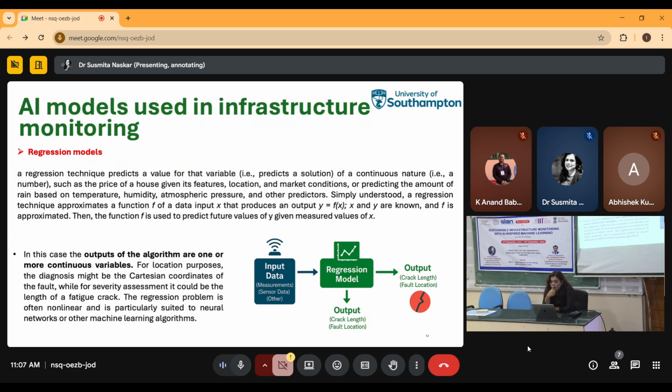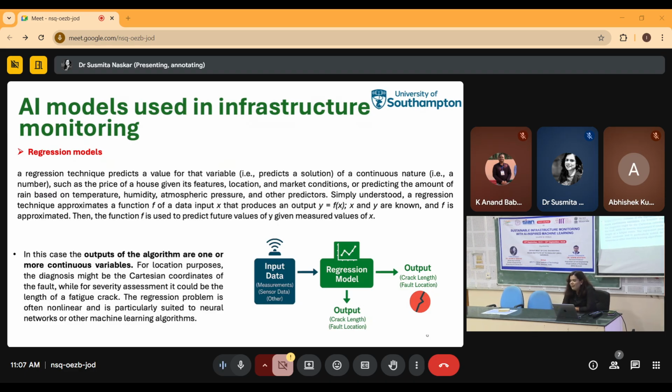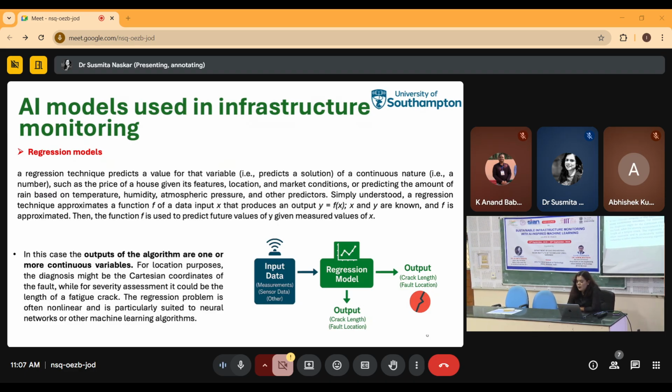Now, looking at another kind of model besides classification, there is another important core model in AI techniques called the regression model. The regression model is another core AI technique, and it is applied to infrastructure monitoring quite a lot. While classification models are about predicting categories, regression models predict continuous values, which is equally very important when we talk about infrastructure monitoring.